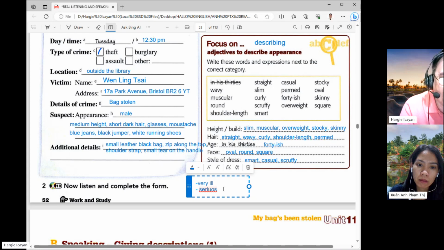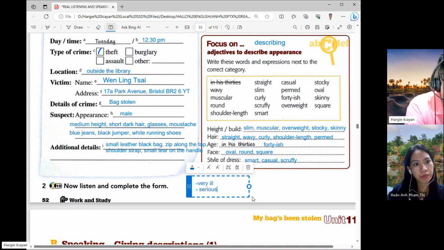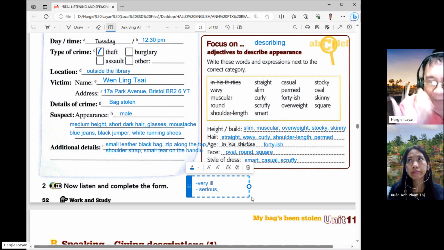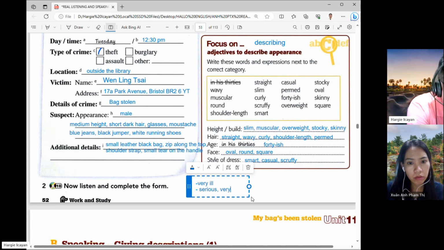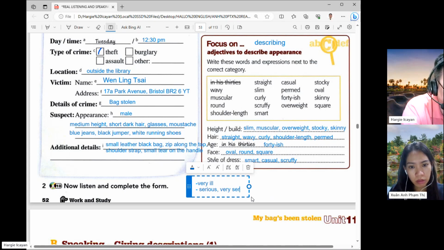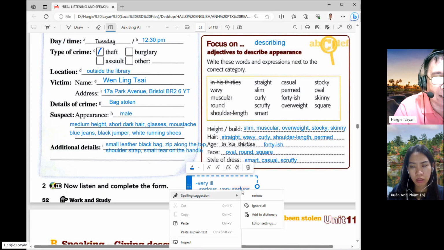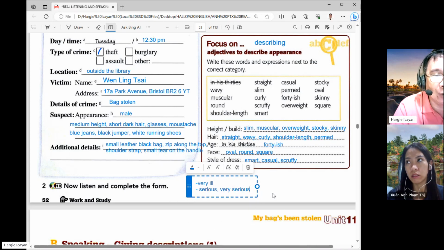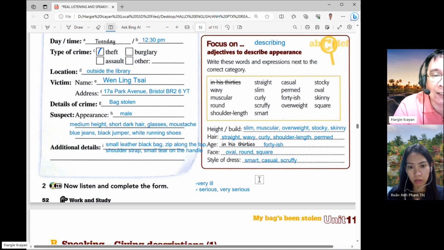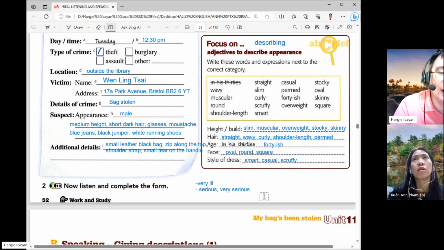Okay. We can also say that if it's very, very serious, so you have to say very serious, right? So you can also say that in describing your patient's condition. What else aside from that? Very ill, very serious, serious.